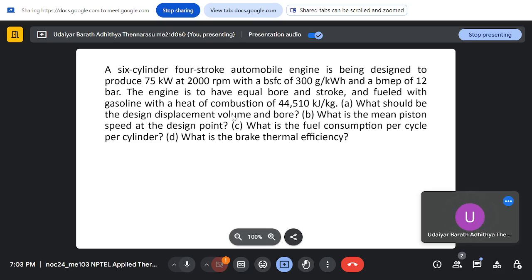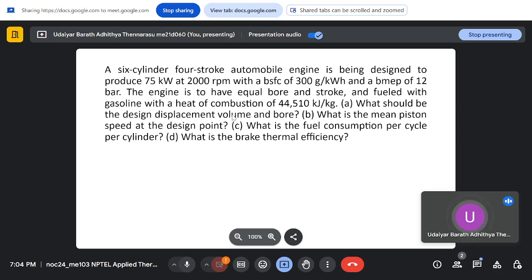So what is given is a 4-stroke automobile engine with 6 cylinders, designed to produce 75 kilowatt at a speed of 2000 rpm, and the brake specific fuel consumption is 300 grams per kilowatt hour, and the brake mean effective pressure is 12 bar. The engine is to have equal bore and stroke, so it's a square engine, and is fueled with gasoline with a heat of combustion of 44,510 kilojoule per kg. What should be the design displacement volume and bore? What is the mean piston speed at the design point?